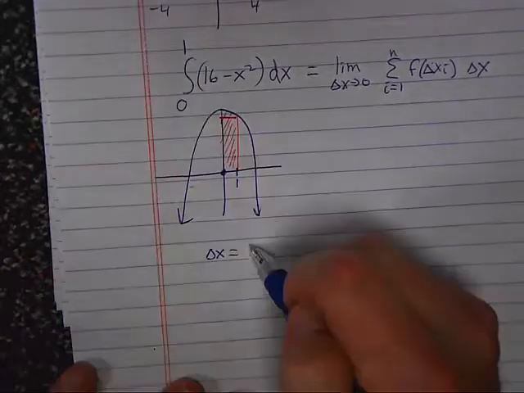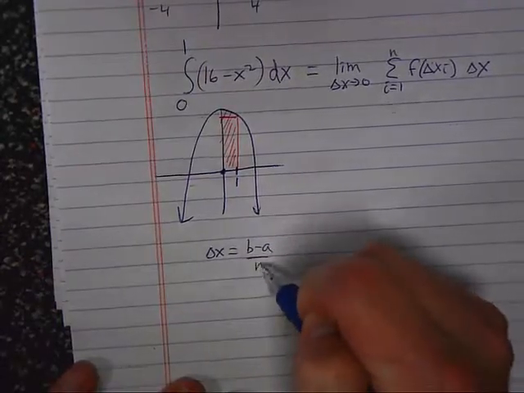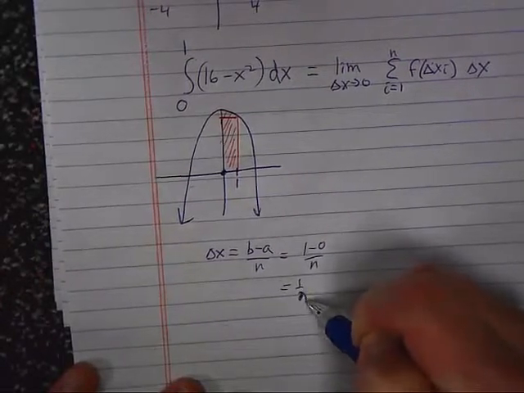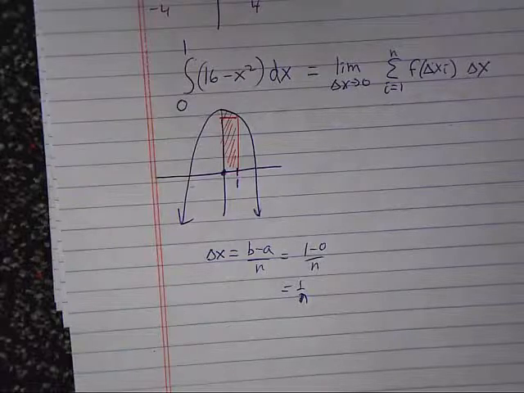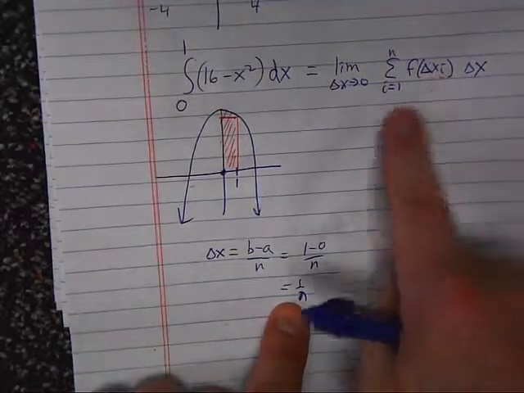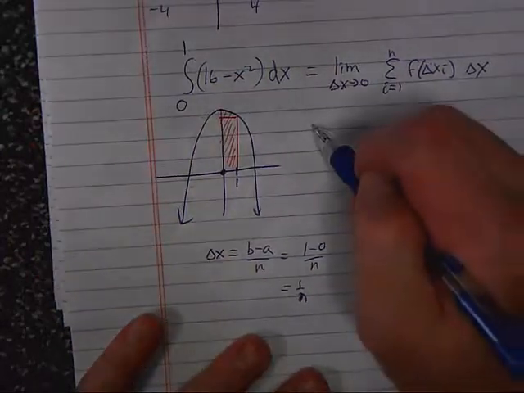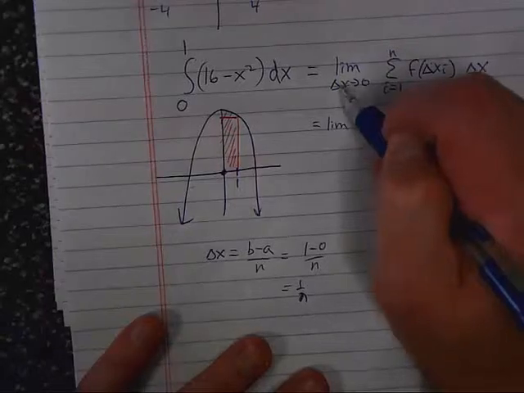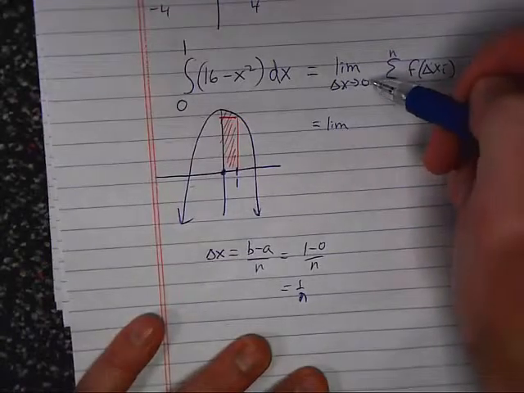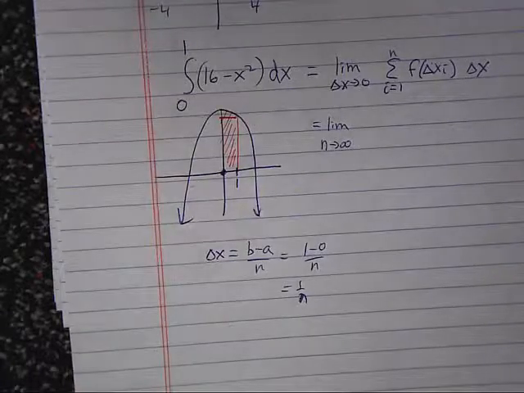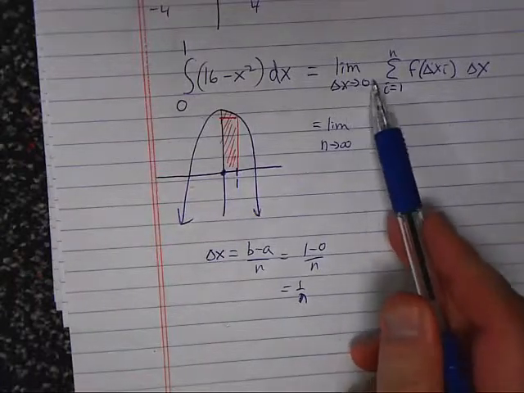b minus a over n is 1 minus 0 over n. That's 1 over n. So the width of each rectangle is 1 over n. And for the height, I'm going to take 1 over n times i and plug it into my formula. So this is going to be the limit. I don't really want delta x goes to 0 there, which isn't wrong, by the way, but really I want n goes to infinity. That's the symbol we use. This delta x goes to 0, that's correct.